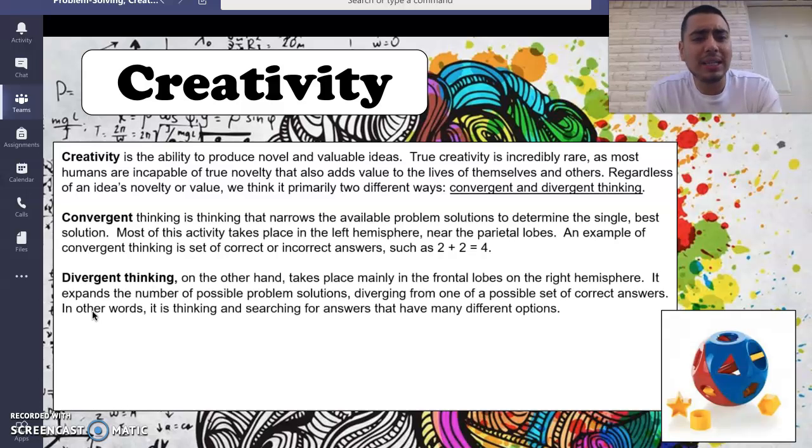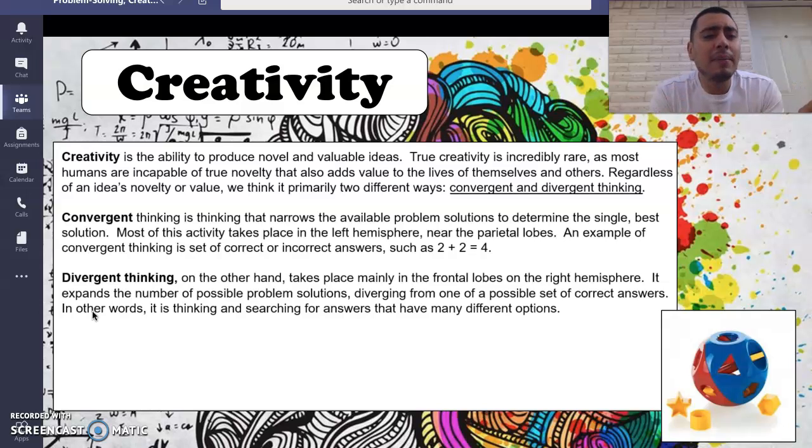Now, divergent thinking, on the other hand, takes place mainly in the frontal lobes on the right hemisphere. It expands on the number of possible problem solutions, diverging from one of a possible set of correct answers. So, in other words, it is thinking and searching for answers that have many different opinions. So, divergent thinking is a very creative style of thinking, and convergent thinking is a very logical, straightforward way of thinking.